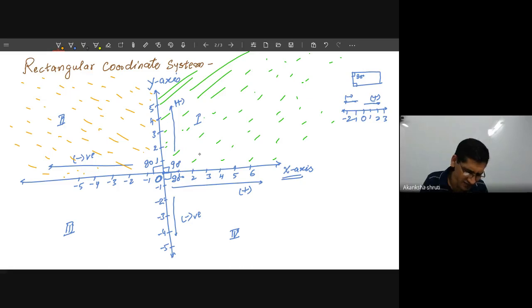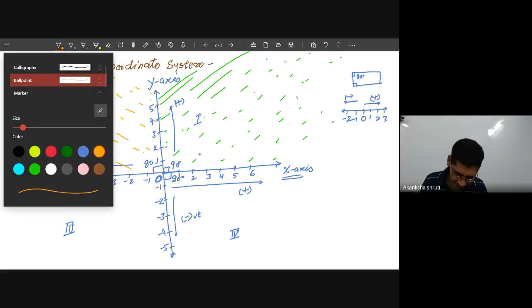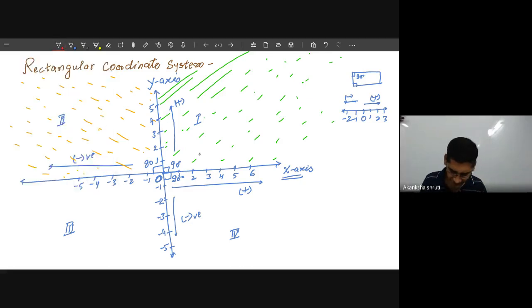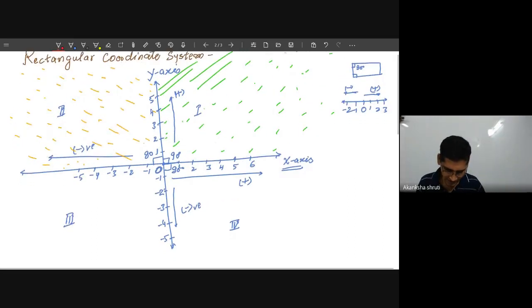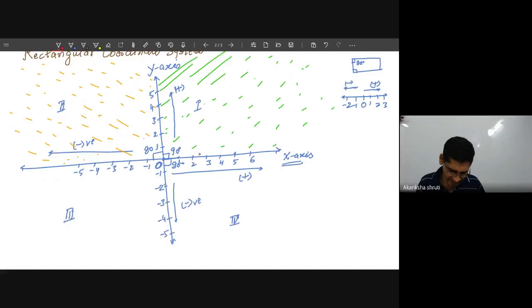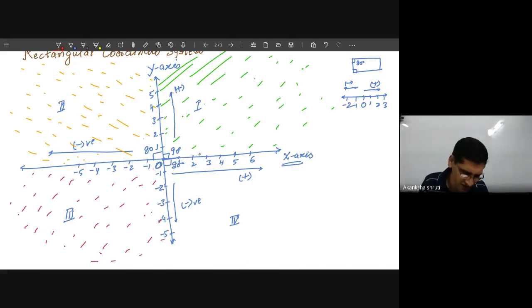The next one, I may take this. Let me just draw it with a dotted line or a different kind of dots. It is this one. And the last, the fourth one, is this one itself.